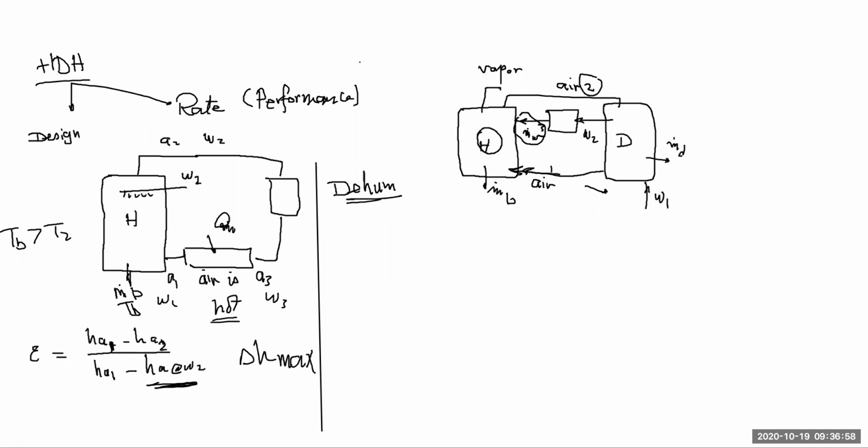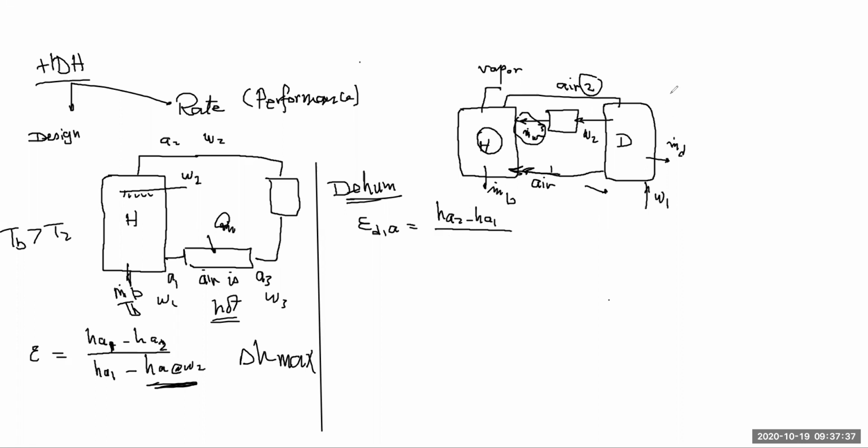Now, the effectiveness of the dehumidifier in the air side: actual difference in enthalpy, which is H air 2 minus H air 1. If it's an open system, it will be H air 2 minus H air 3, which is the actual difference of enthalpy across the dehumidifier divided by delta H maximum. H air 2 here is coming with a certain known value.